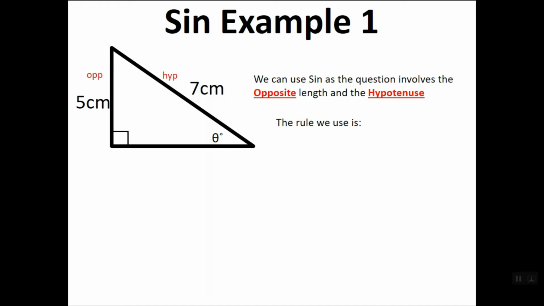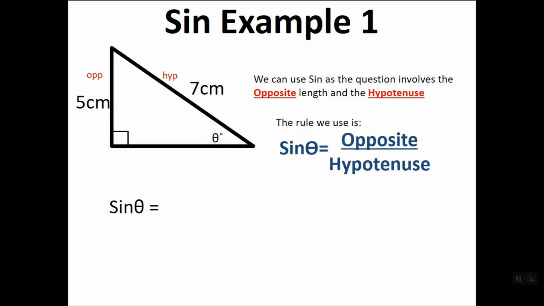Always write your rule, guys. It's really good when you do that. It helps you to remember it. So I write sine theta is equal to opposite over hypotenuse. My next step now, guys, is to substitute everything that I know. So sine theta, I still have theta because I don't know the angle, that's what I'm trying to find, is equal to my opposite side, which is 5 centimeters, over my hypotenuse, which is 7 centimeters.